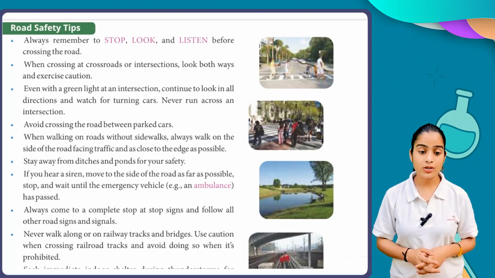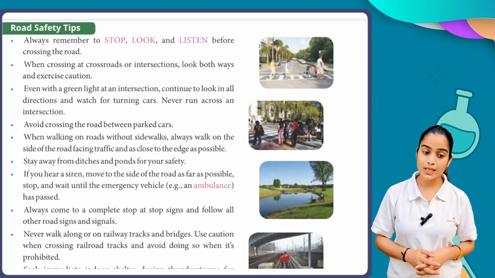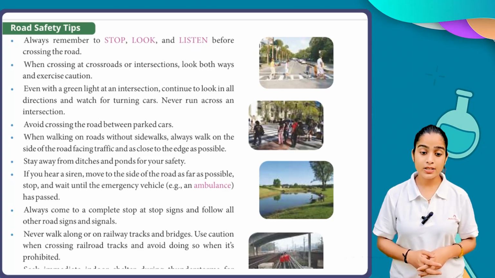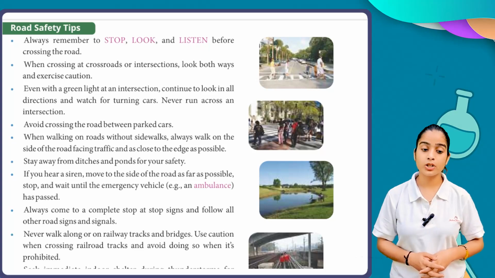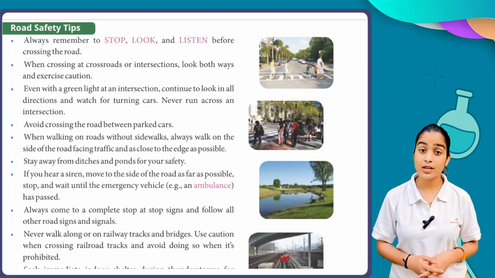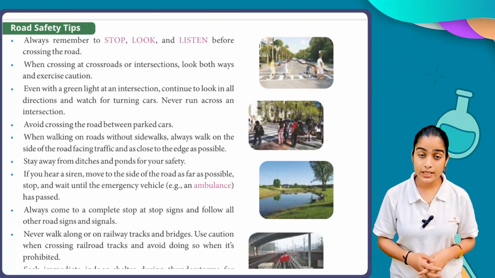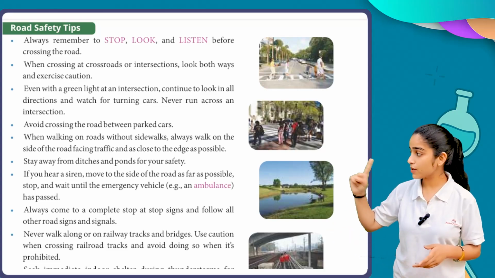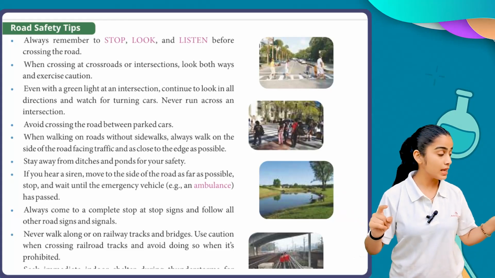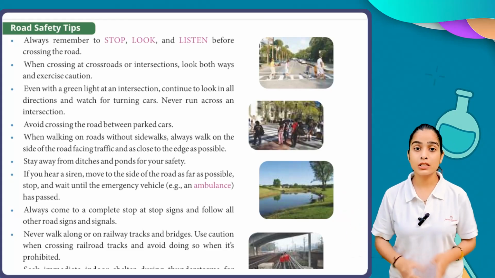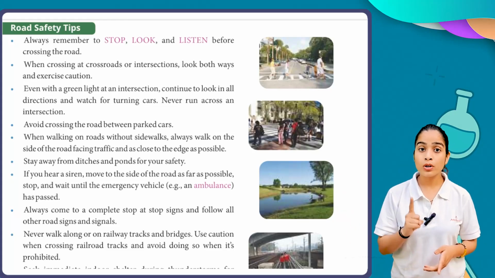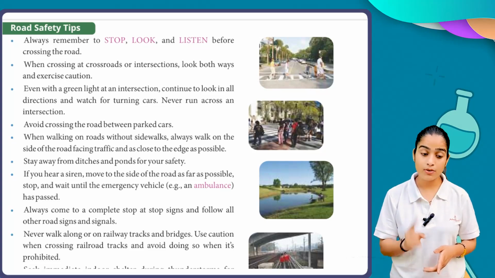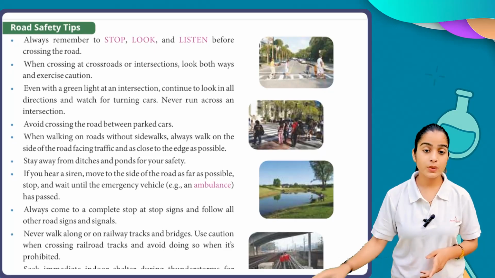When crossing at crossroads or intersections, look both ways and exercise caution. Even with a green light at an intersection, continue to look in all directions and watch for running cars. Never run across an intersection. So while you cross an intersection, first you have to look right, then you have to look left, and then you cross it. And always keep in mind, don't be in a rush while you cross the intersection points. Okay, avoid crossing the roads between parked cars.